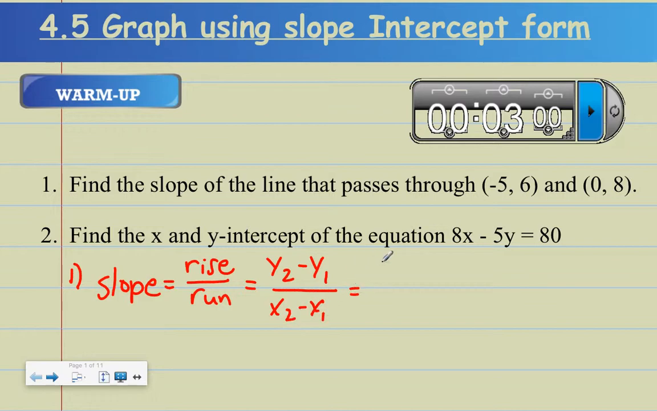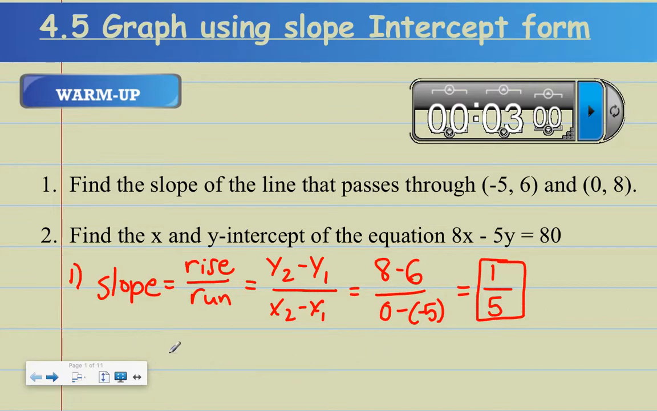My second point's y-coordinate is 8. My first point's y-coordinate is 6, so it's 8 minus 6. My second point's x-coordinate is 0. My first point's x-coordinate is -5, so we have this. 8 minus 6 is 2. And then on bottom, 0 minus -5 is 0 plus 5, and that is 5. So the slope of the line that connects those 2 points in question 1 would be 2/5. I'd have to go up 2 over 5 every time to land on another point on the line.